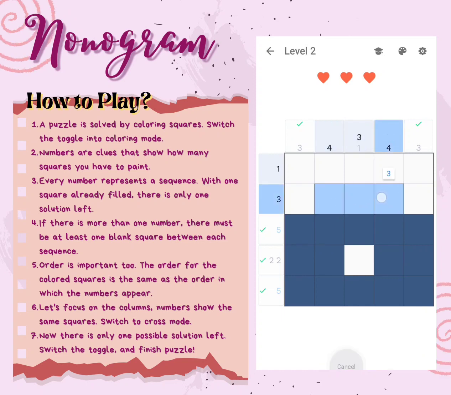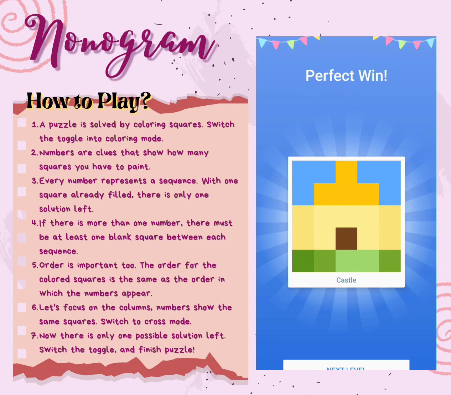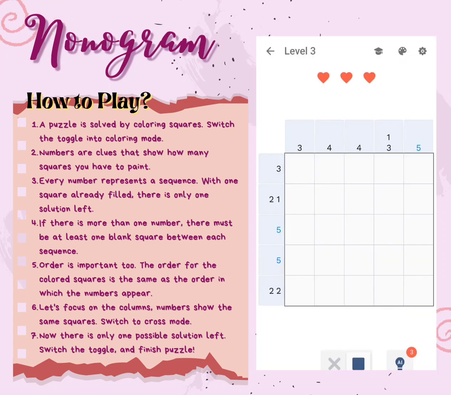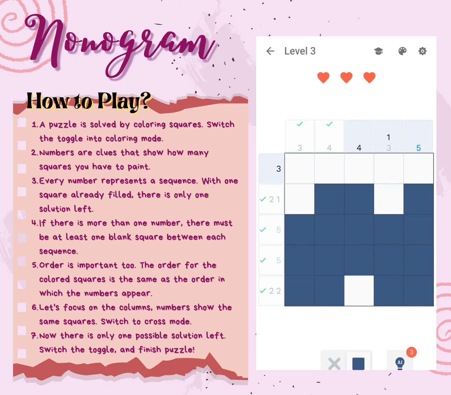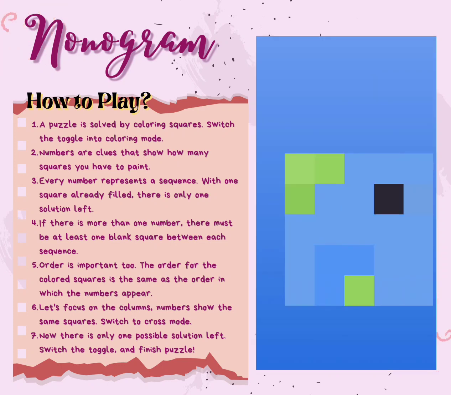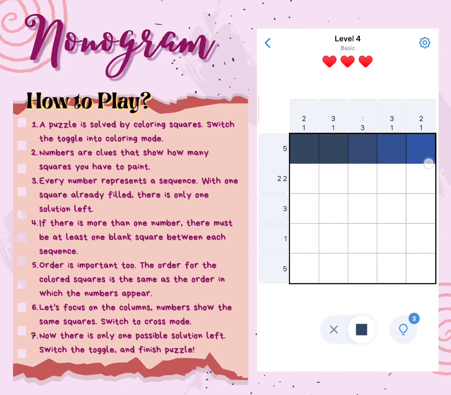Fifth, order is important too. The order for the colored squares is the same as the order in which the numbers appear. Sixth, let's focus on the columns. Numbers show the same squares. Switch to cross mode. And lastly, know there is only one possible solution left. Switch the toggle and finish the puzzle.